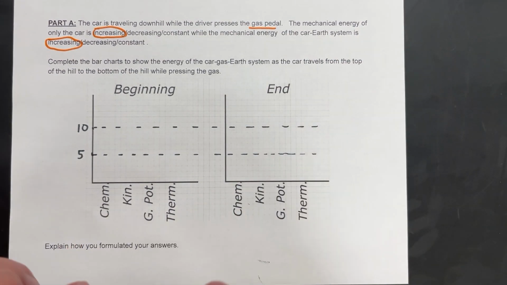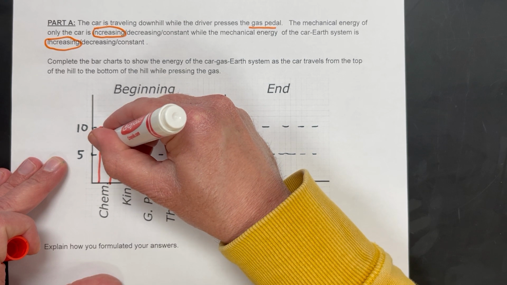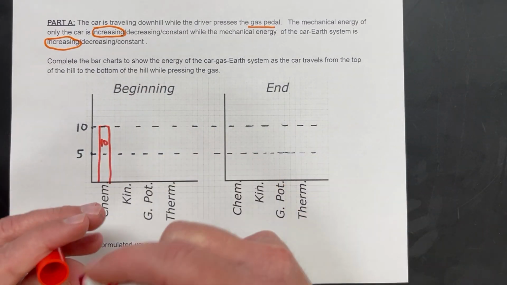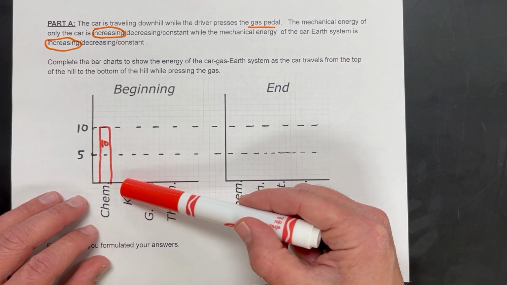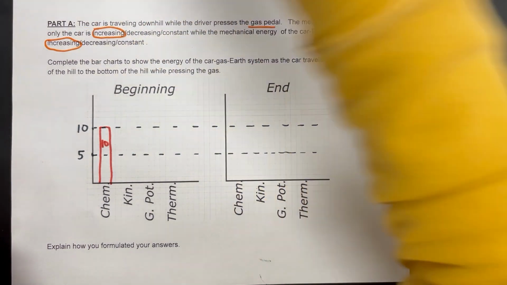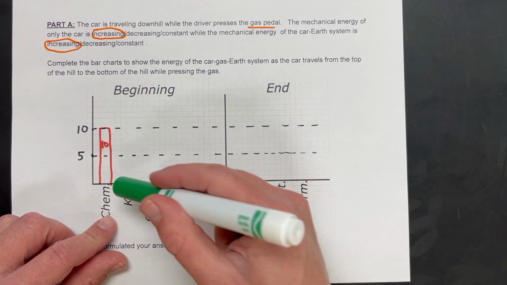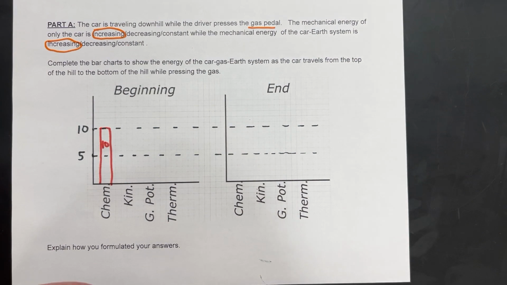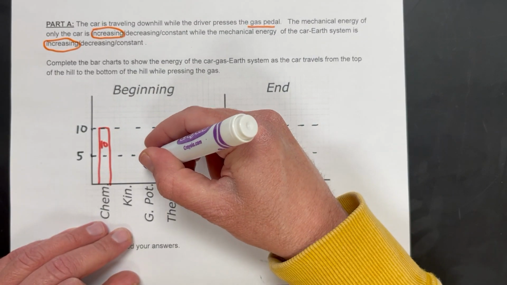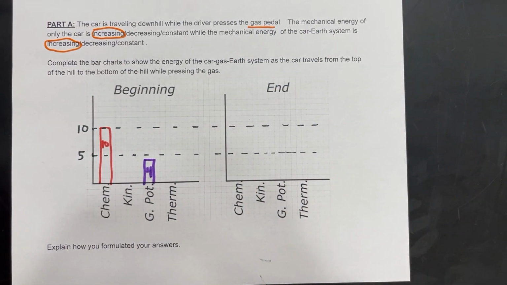Okay, so we've got a full tank of gas. Let's say I'm going to draw that all the way up to the 10 line, and on top of that we have 10 bars of chemical energy. Now, it doesn't say whether we're already moving when we're going down the hill, so let's just say that we start from rest. That will make things a little bit easier. So we have no kinetic energy. If we're up on a hill, then the gravitational potential energy might be, let's say, 4. And then we have no thermal energy because the brake hasn't been pressed at all.